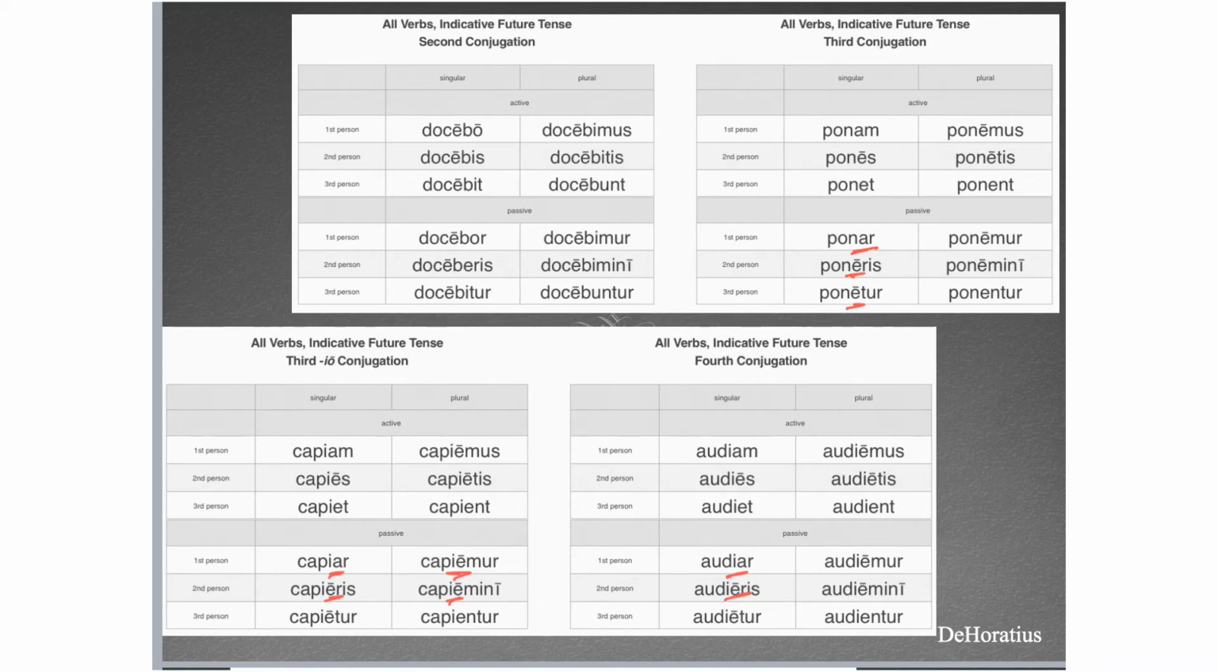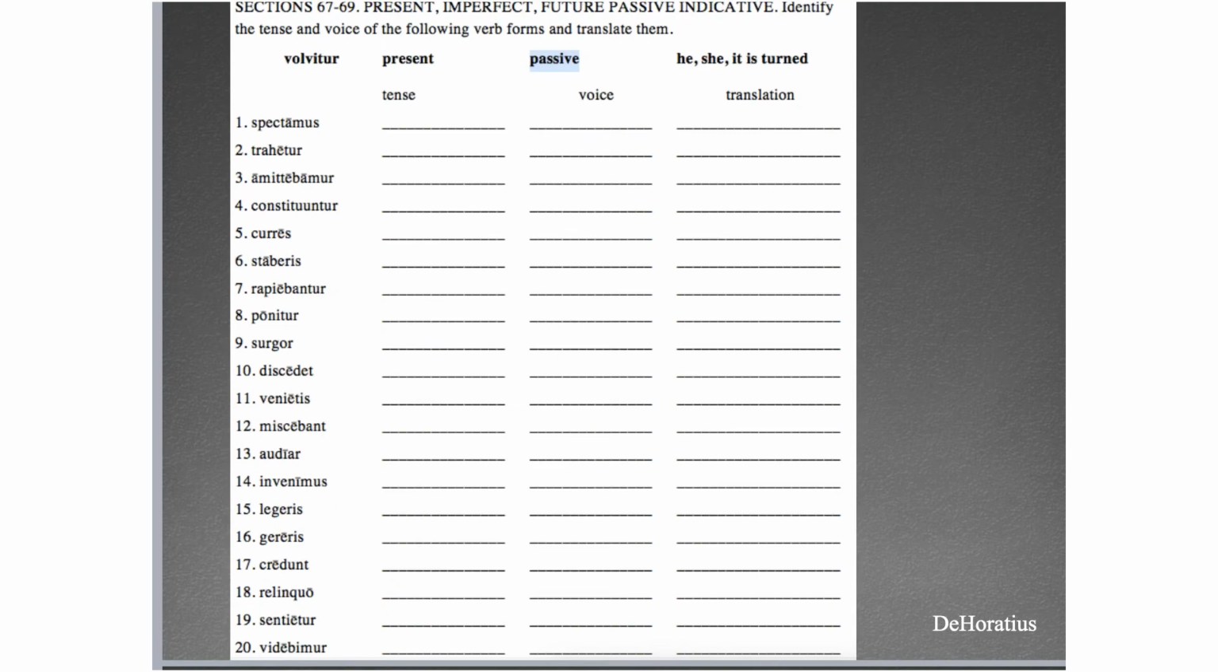So everything's the same, it's just the endings are different, and of course the translation is going to be different. All right, so here's a little exercise. You have your verb, you're identifying the tense, what voice it is, and then you're translating it. So if you look at the example here, well, -tor is present tense, it's passive because of that -tor ending, and then you're translating it.